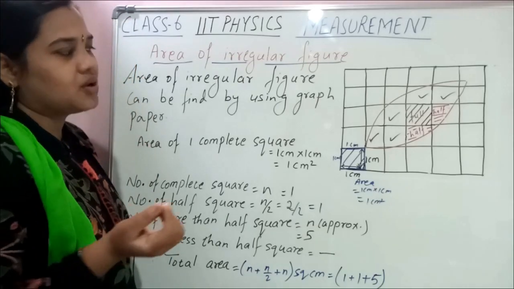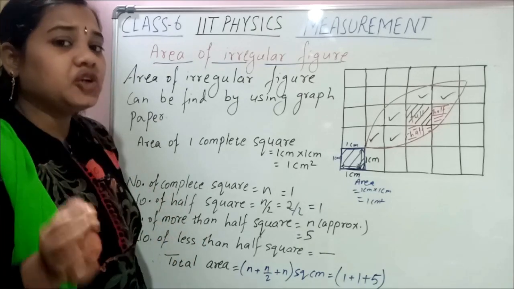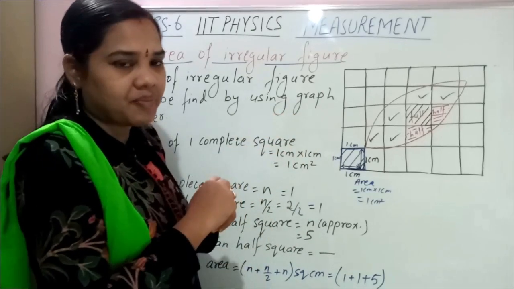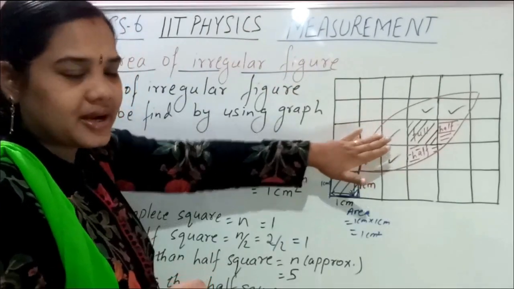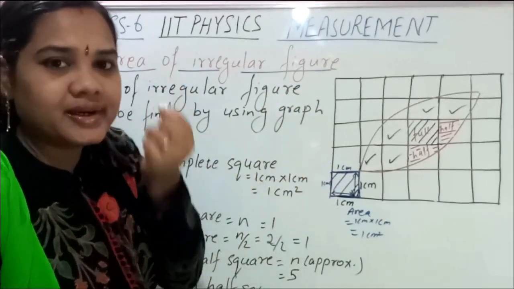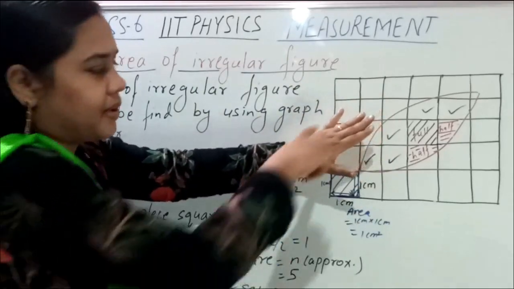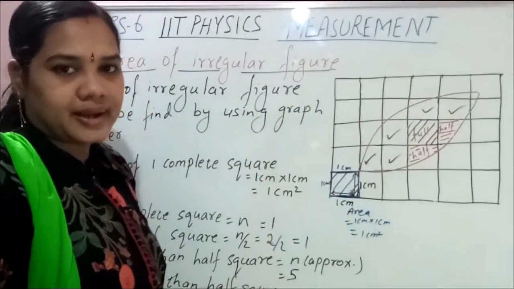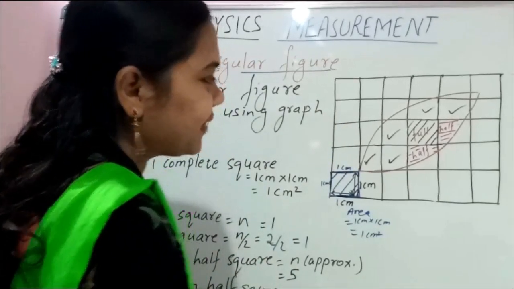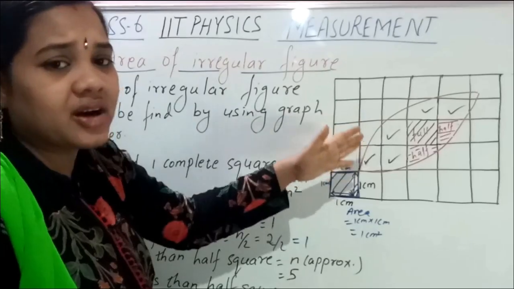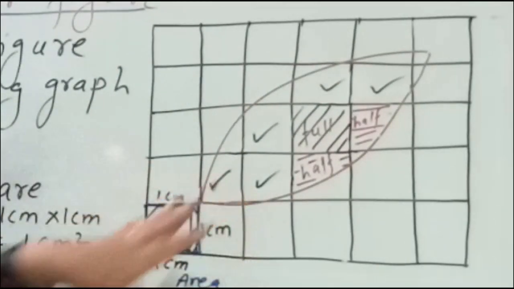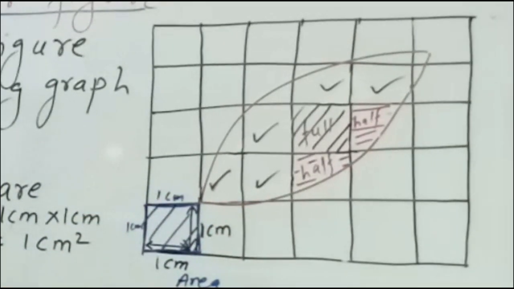Suppose you take one leaf. Try to do this in your house. Take one graph paper, keep the leaf on that graph paper and draw its outline. Then remove the leaf, and after drawing that outline, you can see how much area the leaf covered. We can find the area covered by the leaf by this method.